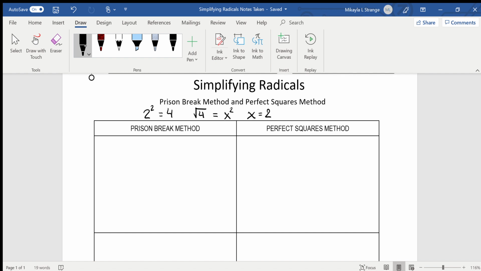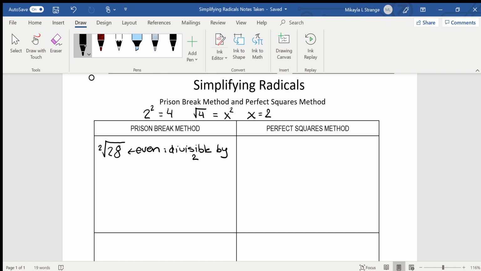So let's, for example, say I'm going to take the square root of 28. And notice that 28 is an even number, which means that it's divisible by 2. In the prison break method, you can't break prison without a partner. So what we're going to try finding out is what actually goes into 28 that has partners. We're going to start off by dividing the whole thing by 2. It's the easiest one. We can do it in our heads for the most part. If not, grab a calculator, okay?